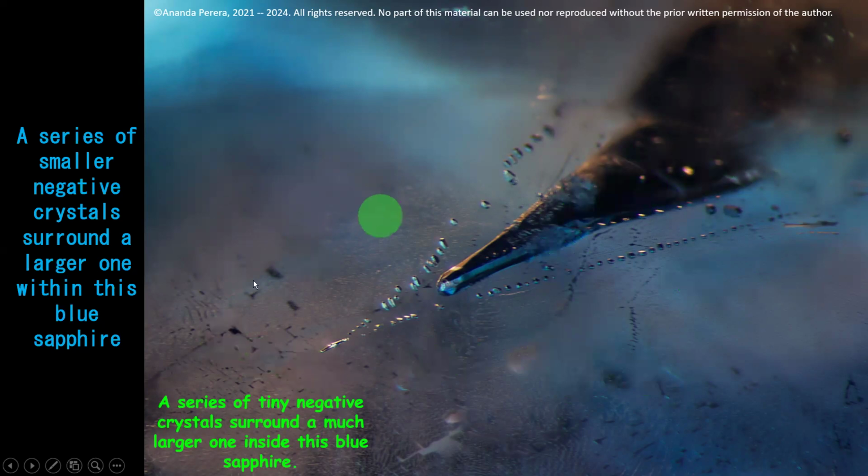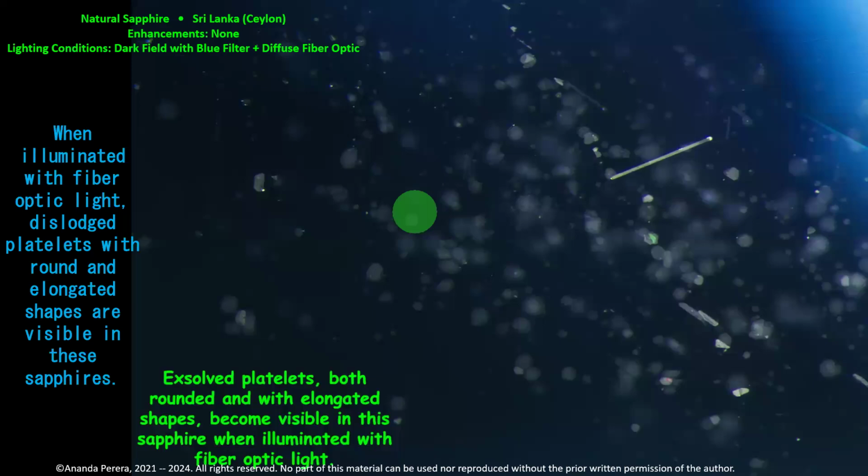And look here, the fingerprint shows all the inclusions are natural inclusions. No other defect with heat. So this is a natural sapphire inclusion.